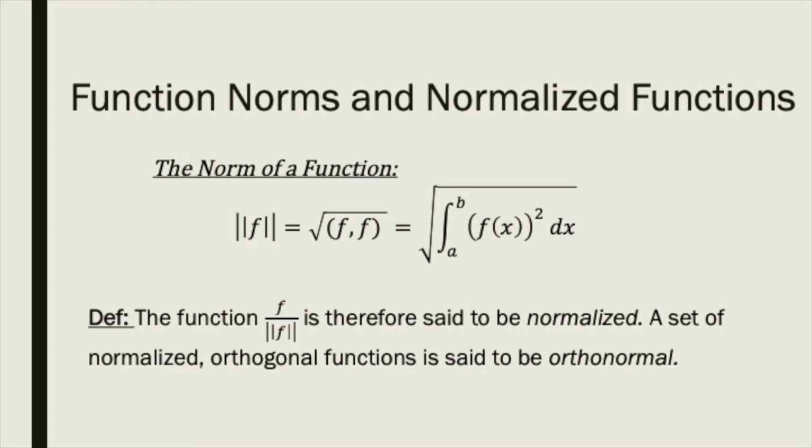Since we've already defined the inner product of two functions, it's easy now to define the norm of a function as the square root of its inner product with itself. Then we can similarly divide the original function by the magnitude obtained by taking the norm of the function and normalize the function. We can then define a set of orthogonal functions, all of which have been normalized, as an orthonormal set of functions.